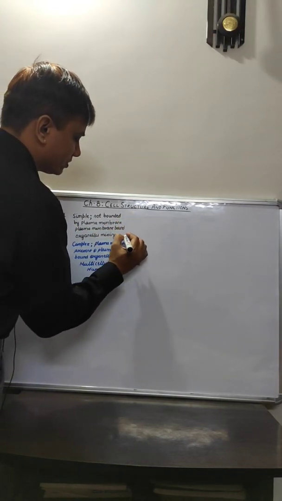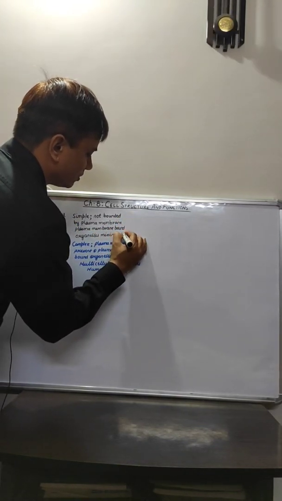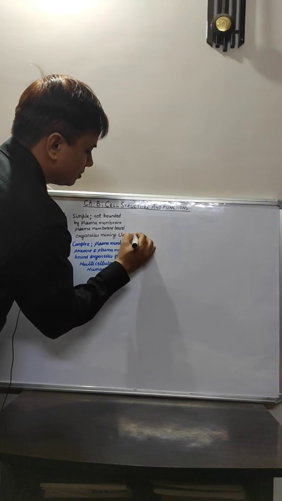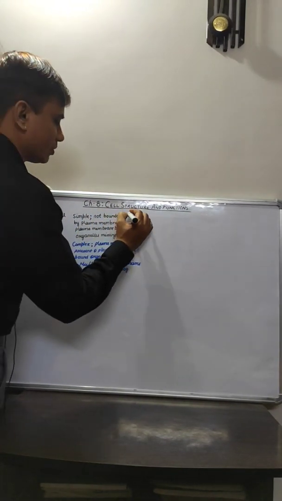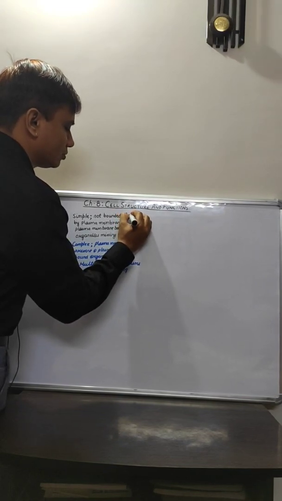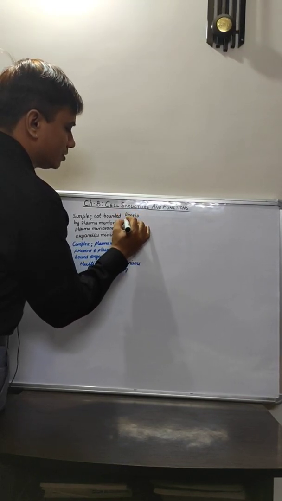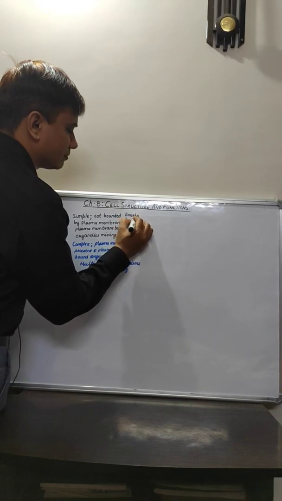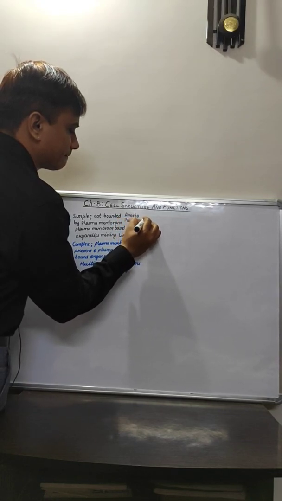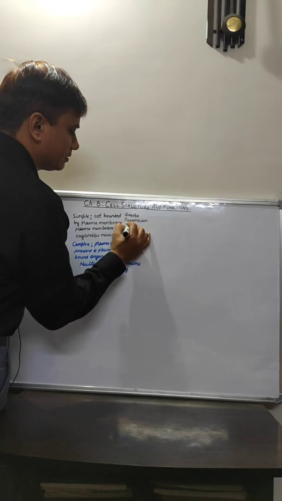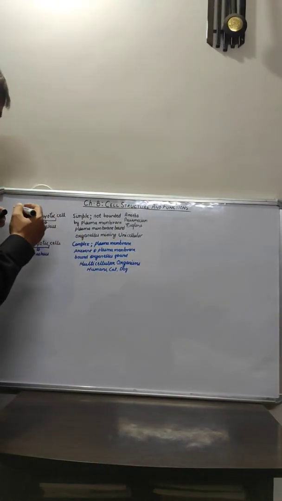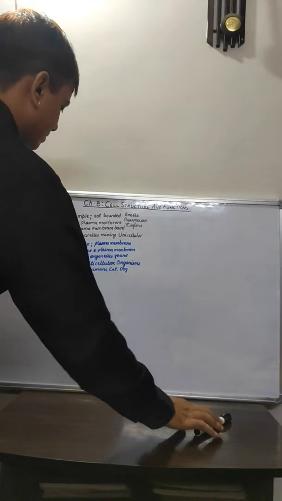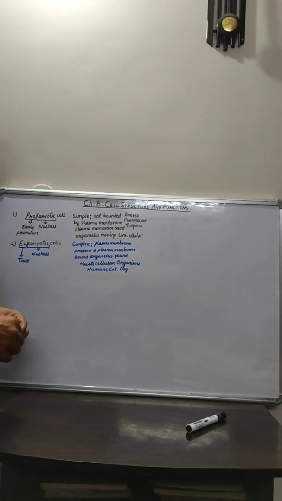Now in the same way, when we are talking about the prokaryotic cells, they are present in what? They are present in unicellular organisms. I have given you example of amoeba, paramecium, euglena, blue green algae, right? So these are the two types of the cells.